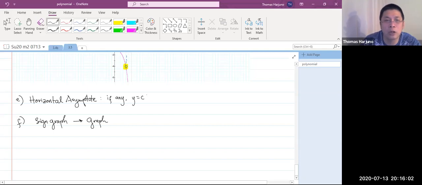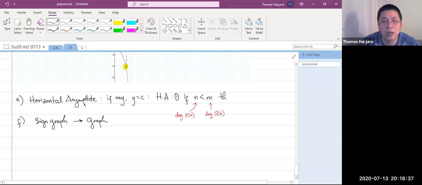Okay, yeah. Now, how do we find the horizontal asymptote? It depends on the degree. First, if n is less than m, where n is the degree of p(x), the one on the numerator, and m is the degree of q(x), then if the degree on the top is less than the degree at the bottom, the horizontal asymptote is given by y equals 0.